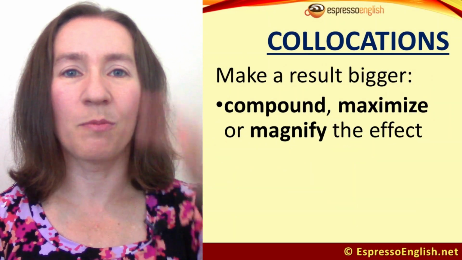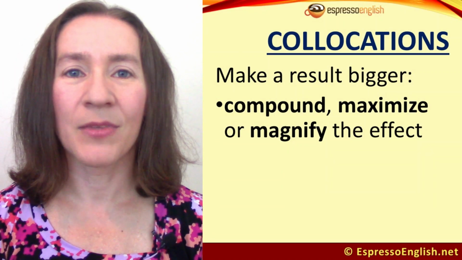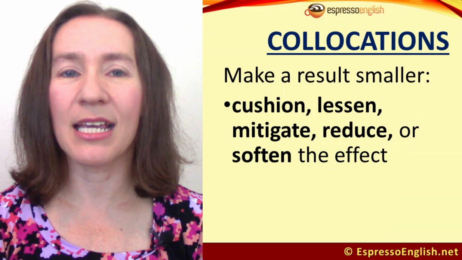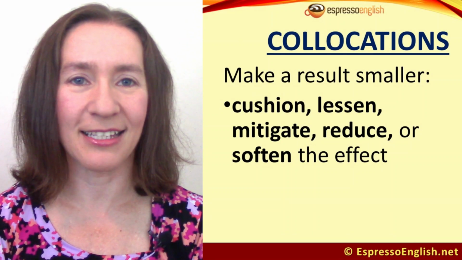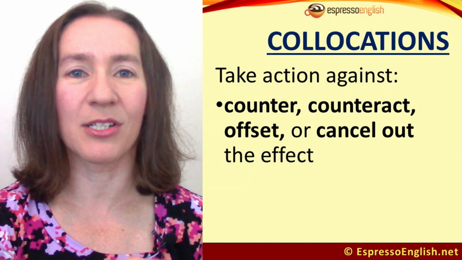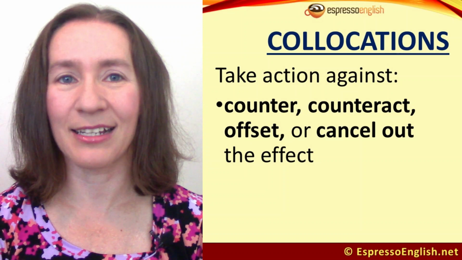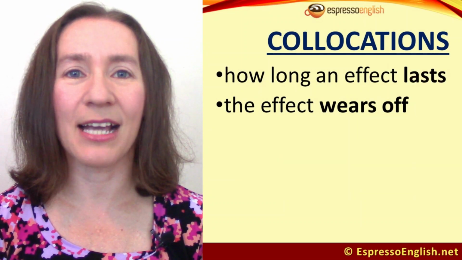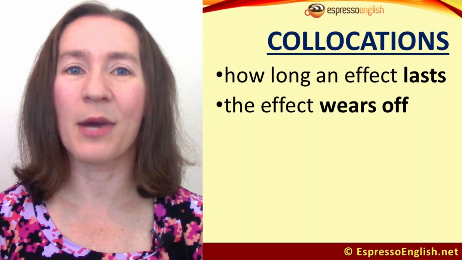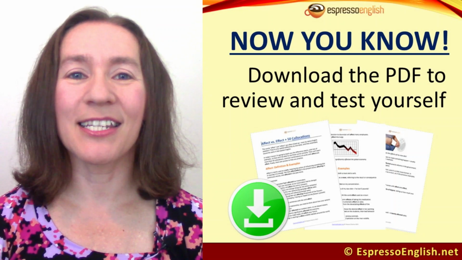If we want to make a result bigger, we would compound, maximize, or magnify the effect. And if we want to make a result smaller, we would try to cushion, lessen, mitigate, reduce, or soften the effect. Another set of verbs is used when we take action to produce the opposite result. Counter, counteract, offset, or cancel out the effect. We can talk about how long an effect lasts, how long it continues in time, and when it stops, the effect wears off.